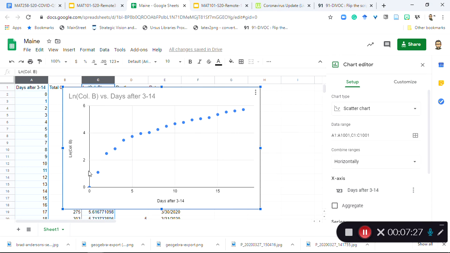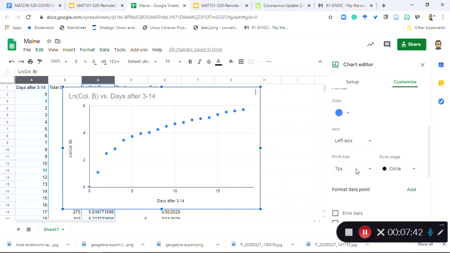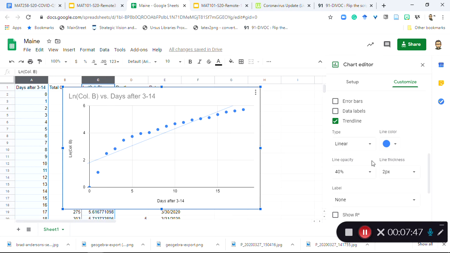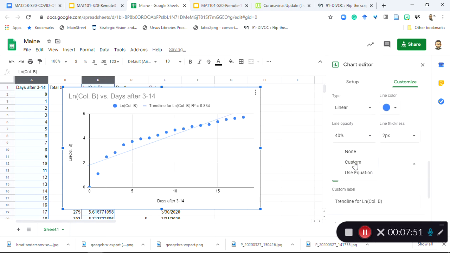So this log here is the log of the total cases. Logarithms. Who knew? And what I'd like to do is add a trend line. So I'm just in Google Sheets right now, so we all have this same tool. I'm going to do a linear fit. I'll show the r squared, and I want to use the equation.